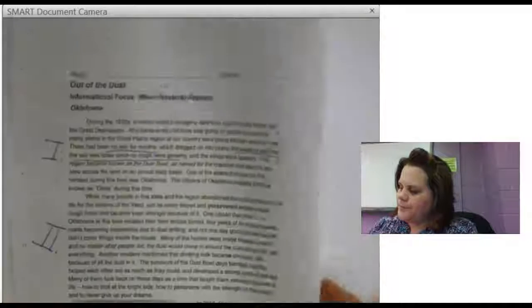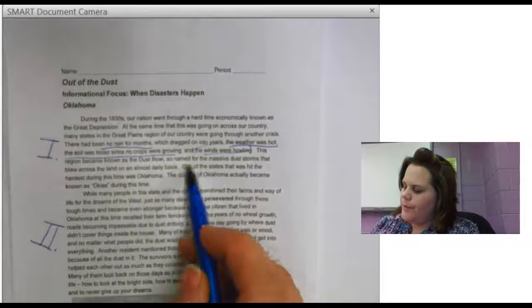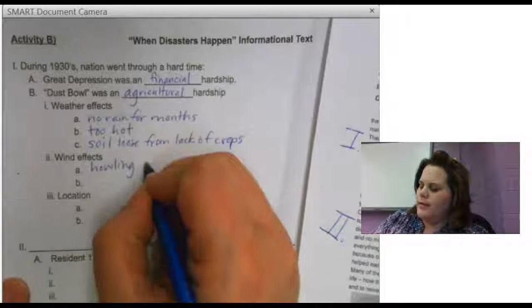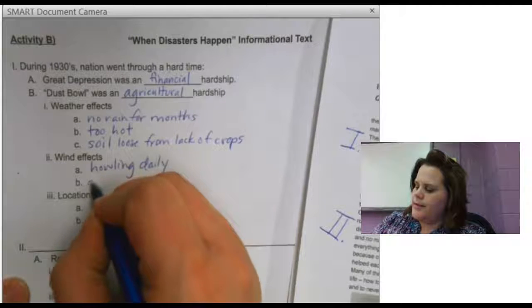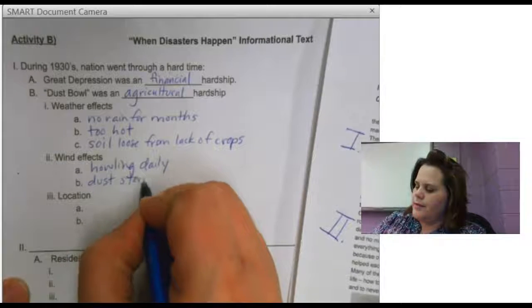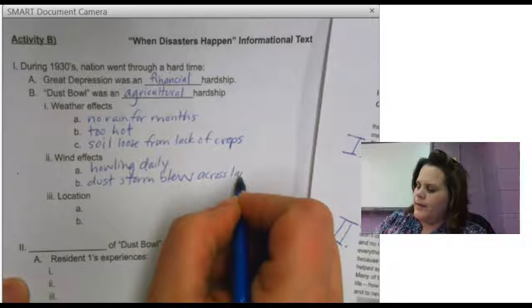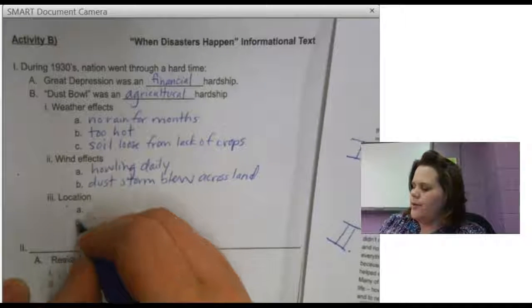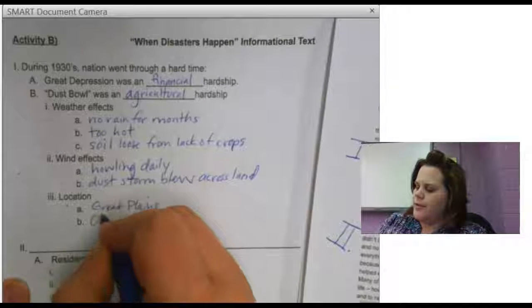The wind says it was howling, became known as the Dust Bowl, so named for the massive dust storms that blew across the land. So we could say it was howling wind, daily. We could say dust storms blew across the land. Speaking of land, it mentions our location. So we know it was the Great Plains. And specifically it mentions Oklahoma.